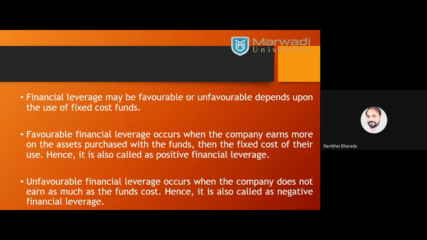If the earning is more than the cost, we can say there is a financial leverage, but it is favorable, it is positive. Are we clear? If the income generated by that machine is more than the cost, we can say there is a positive financial leverage, a favorable financial leverage. And reverse to that, when the cost is more than the earning, it is considered as unfavorable leverage or negative financial leverage. Are we clear about positive and negative? Good.